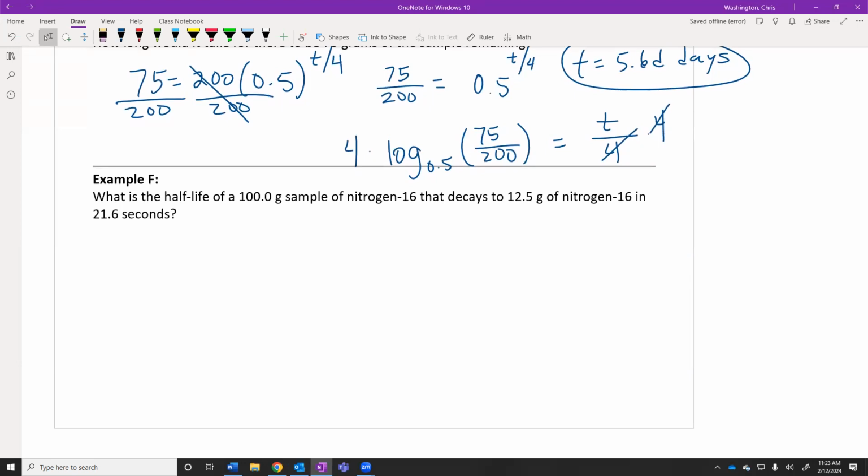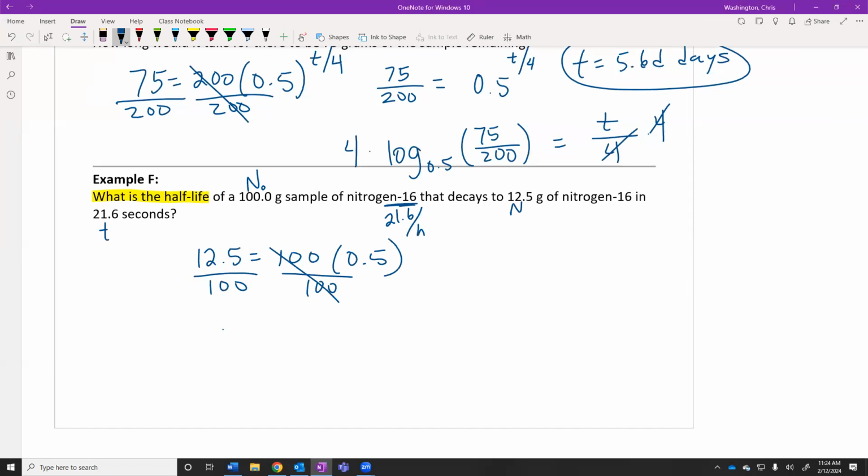This next example is actually asking for the half-life. What is the half-life? So we're actually solving for H in this case. We're starting with 100 grams. It decays to 12.5. That's going to be N. And it takes 21.6 seconds for that to happen. So we have everything we need in the equation. We're actually not going to use the 16 because the 16 is the name of the nitrogen isotope that we're looking at here. So we get 12.5 is equal to 100 times 0.5. The time is 21.6, and we were looking for the half-life. So there's our variable on H.